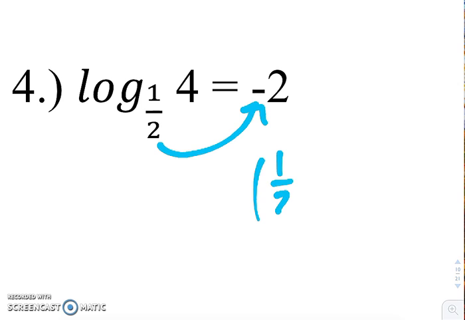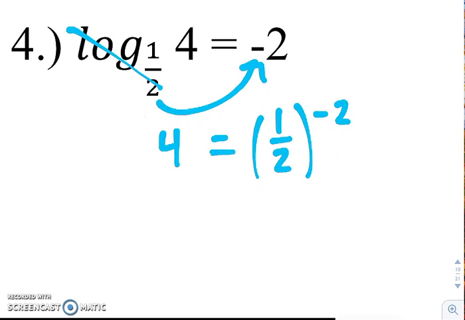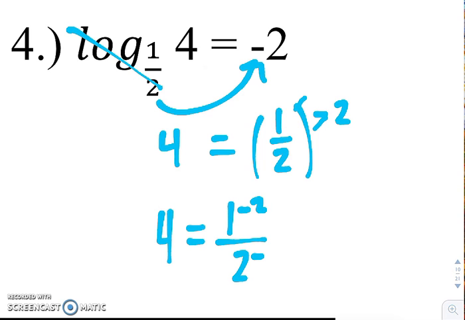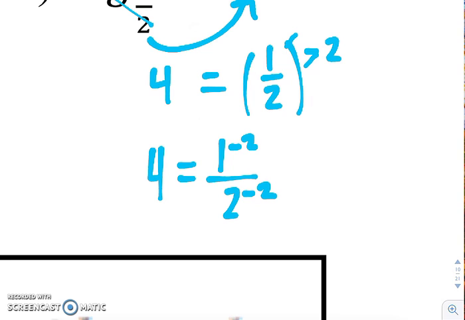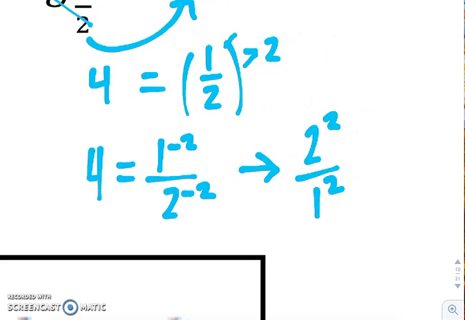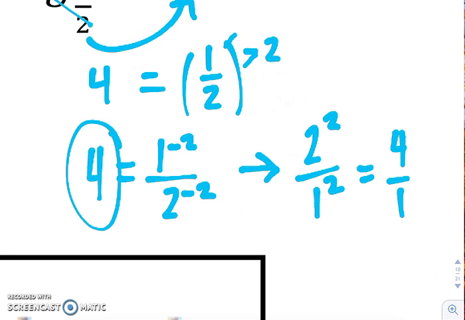So this becomes 1/2 to the negative second power, log's gone, equals 4 on the left. So if we use our exponent rules and distribute that negative 2 in there, we would get 1 to the negative second over 2 to the negative second. I'm going to flip both of those to make them positive exponents. So what happens is you get 2 squared over 1 squared, which is 4 over 1, and that is 4.